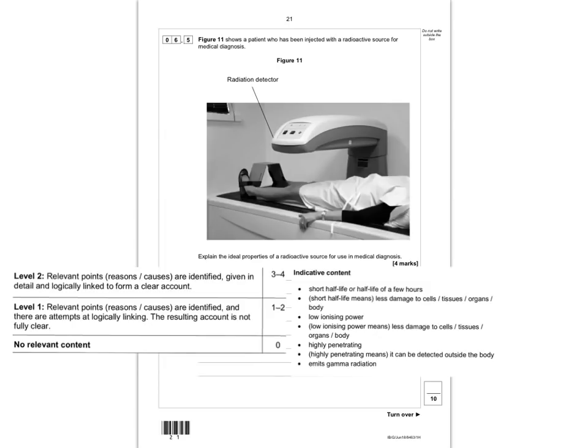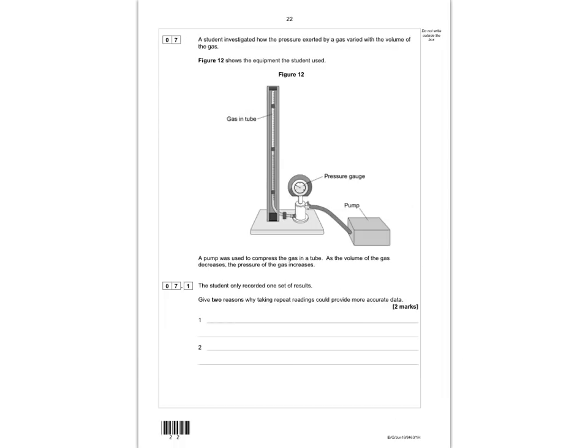And that brings us to the end of question 6, so please give yourself a mark out of 10. And now we'll move on to question 7. So we now move on to question 7.